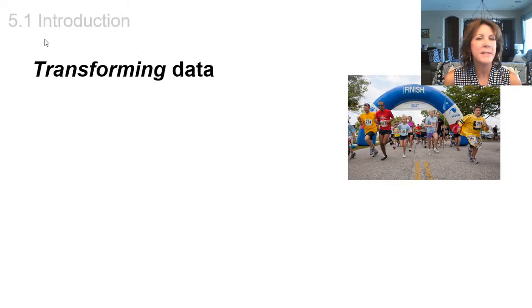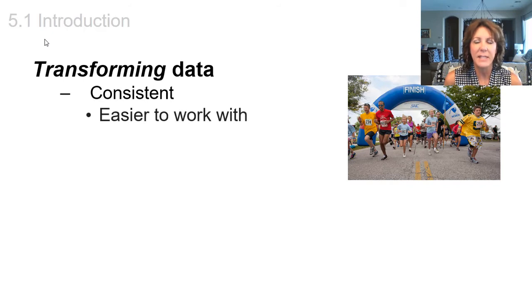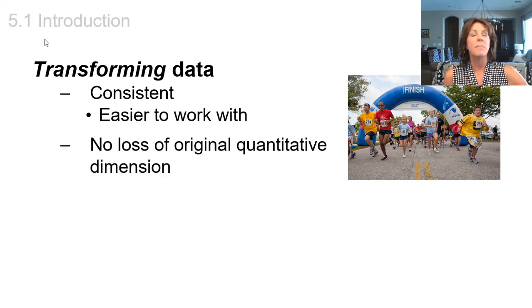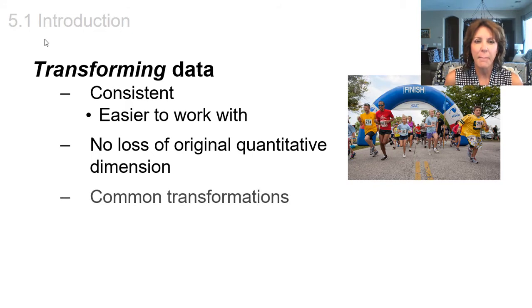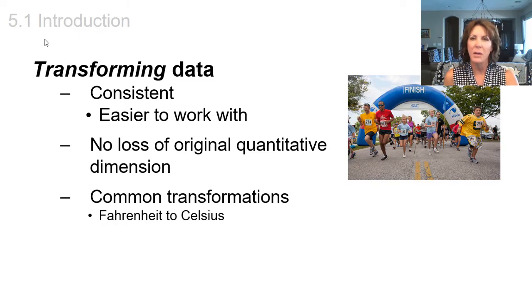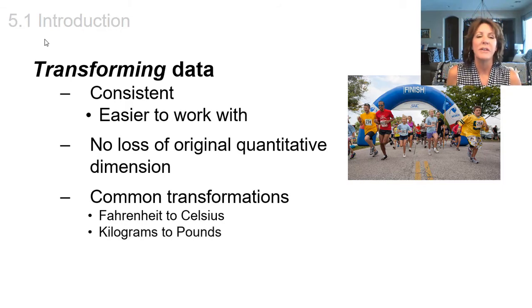So what does that mean when we're transforming data? We're making the data consistent and easier to work with, but when we transform data, we don't lose any of the quantitative dimension. It's not like we're changing the actual meaning of the numbers. Some common transformations that you are familiar with are Fahrenheit to Celsius. So we have a formula where we can transfer one to the other, and it doesn't change the temperature, right? It's still the same temperature.